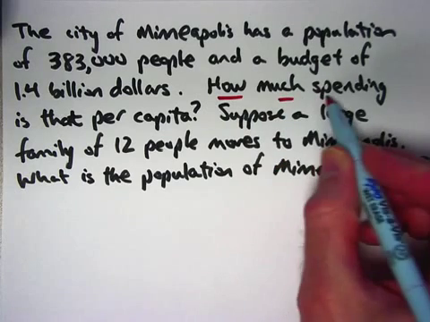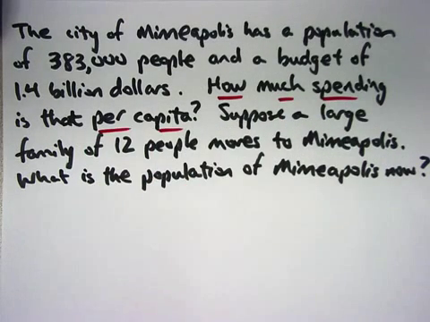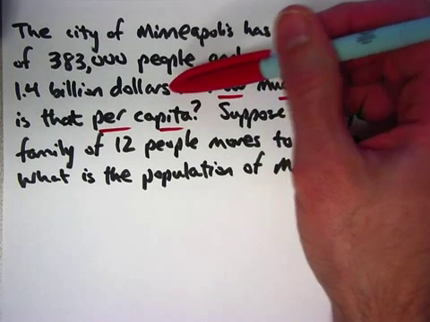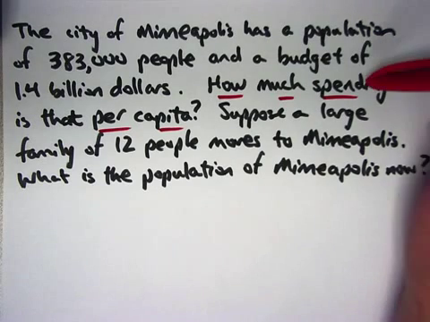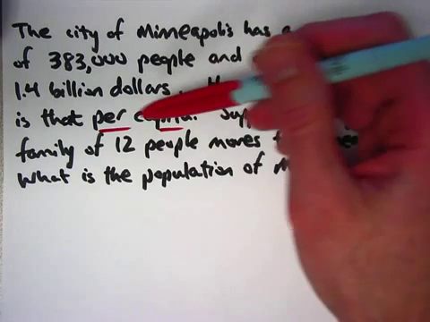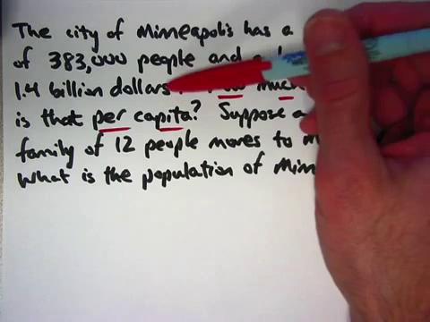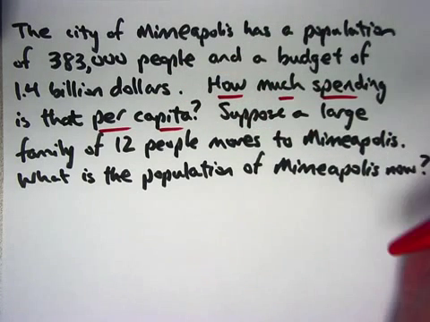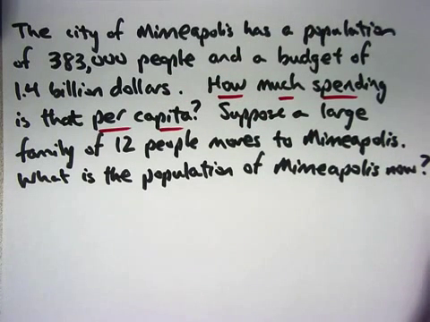All right, focus on the first question. How much spending is that per capita? If you don't know, per capita means per person. So think about what the units of that would be. That spending would be in dollars. Per capita is per person. So you'd want to take the dollar amount and divide by the number of people. That ratio is going to be the spending per capita.